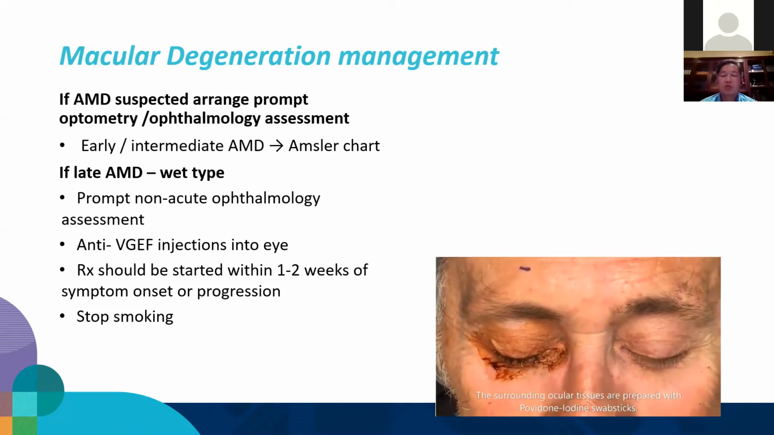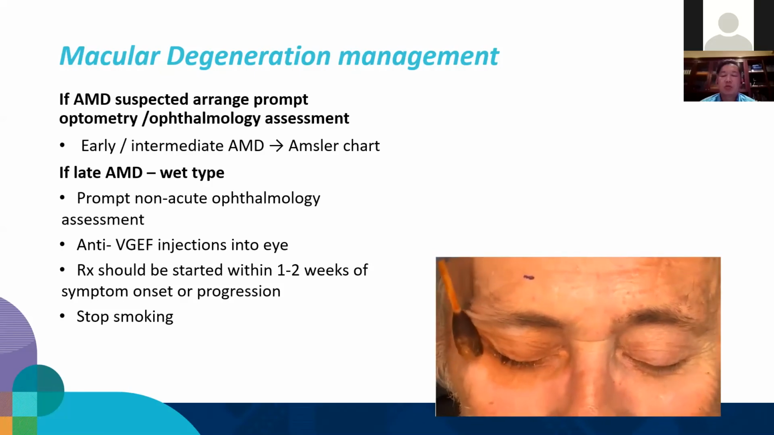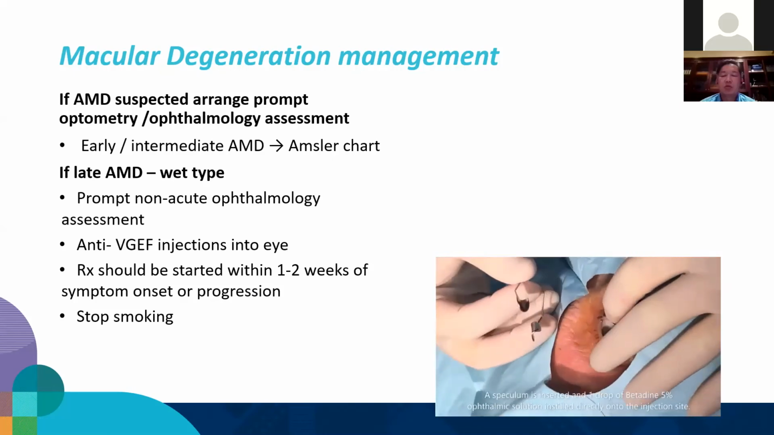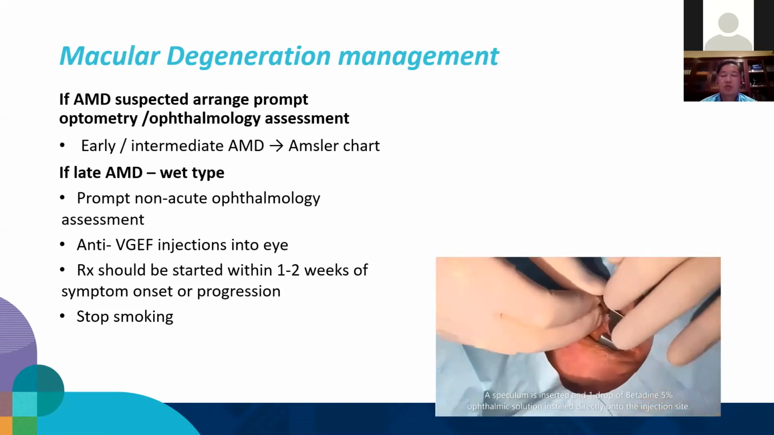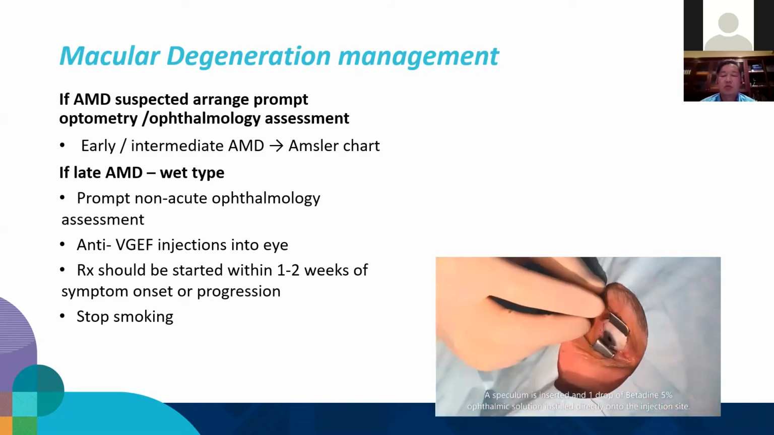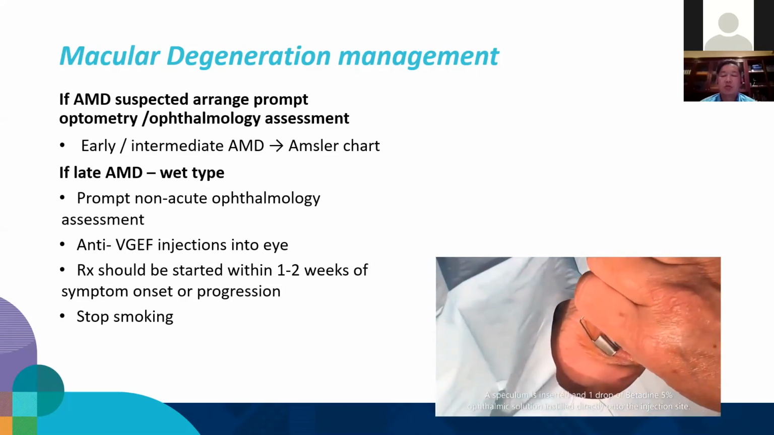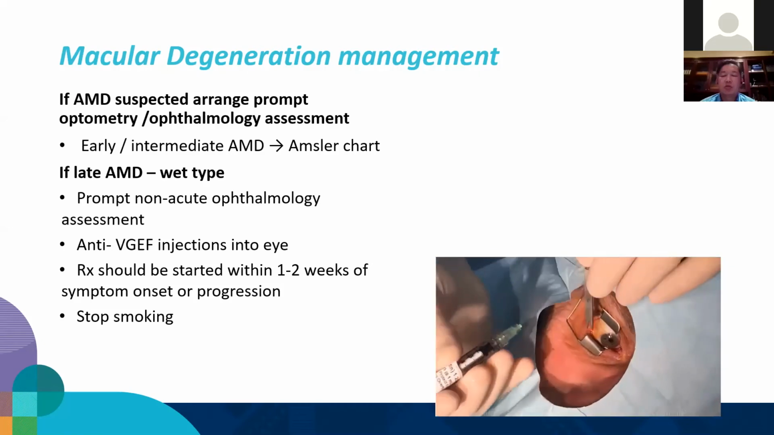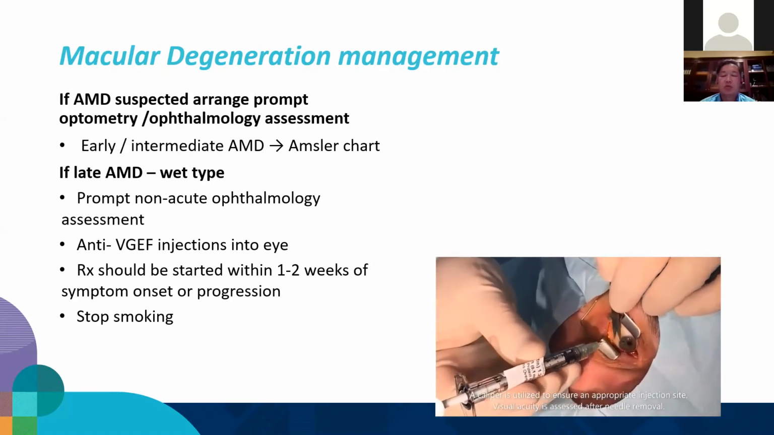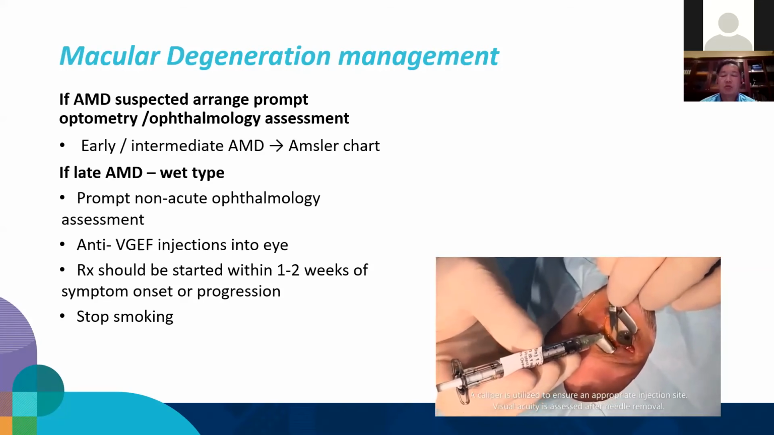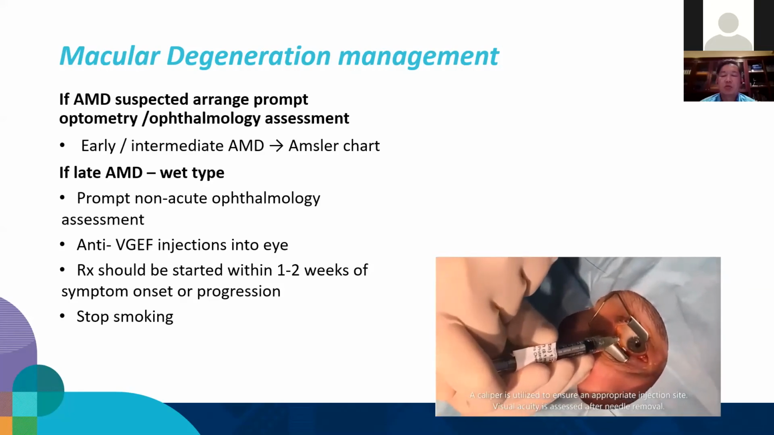So basically what we do here is we clean the eye with a bit of betadine to reduce the risk of an infection. We put a speculum to keep the eyelids open so the patient doesn't inadvertently squeeze their eyes or close their eyes. Some give topical anesthetic, some give a local anesthetic, and the idea is to inject the medicine into the vitreous cavity, usually about 4 millimeters behind the limbus there.